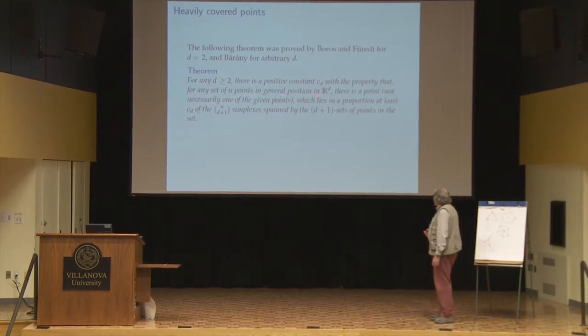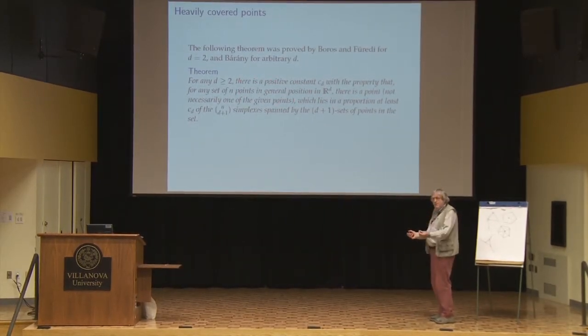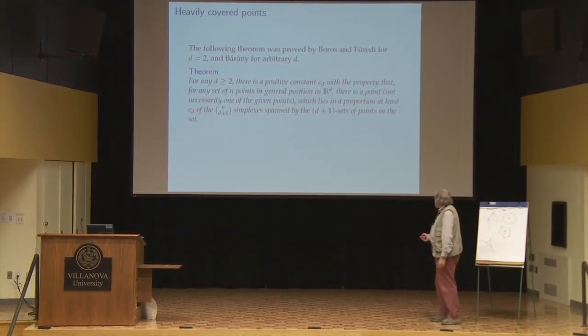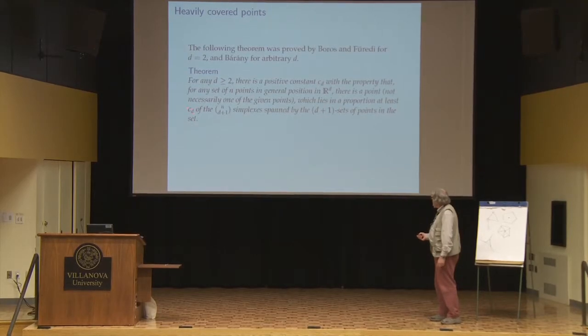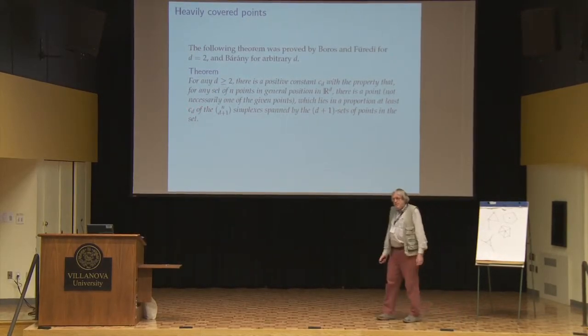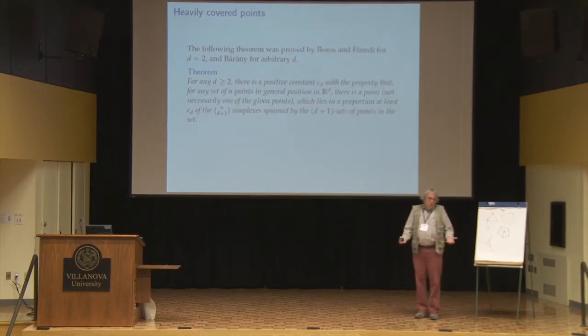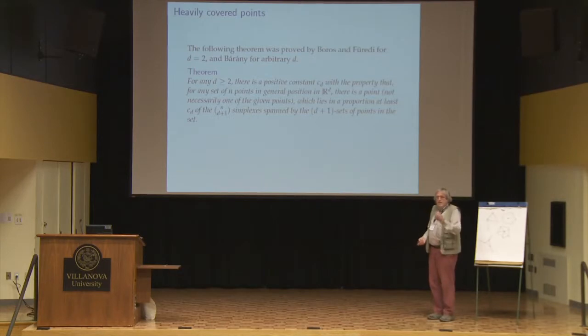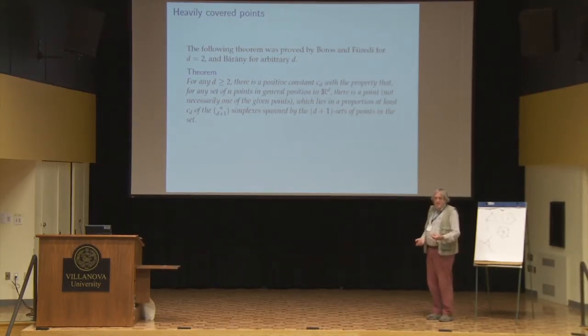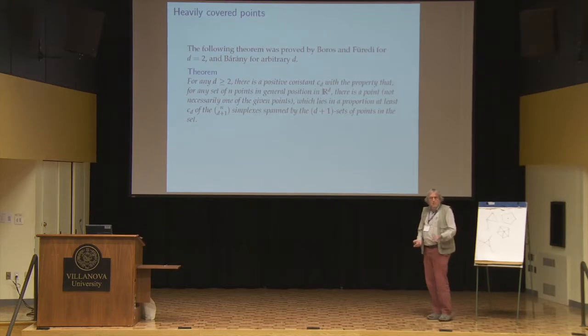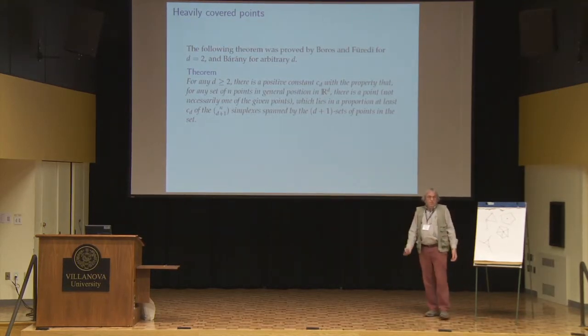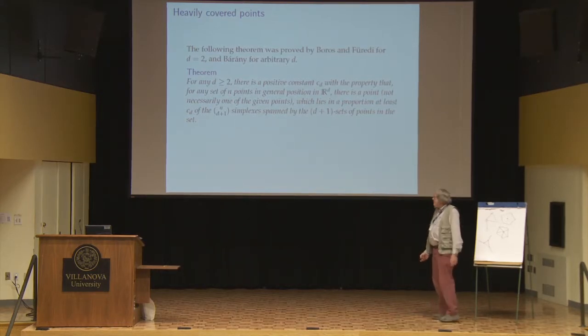And the claim is there is a point, not necessarily one of the points you were given, there is a point somewhere in the Euclidean space which lies in a fraction, at least a constant, a positive constant, of all of the simplexes that you can choose from those points, right? So think about this in two dimensions. If you have a plane, you choose n points in general position in the plane, then you look at all the triangles that you can make from those points. There'll be n choose three triangles. There is a point that lies in at least a fraction C2 of all of those triangles. So that's the content of the theorem. There is a point that is covered by a positive proportion of all the possible triangles or simplexes in general.